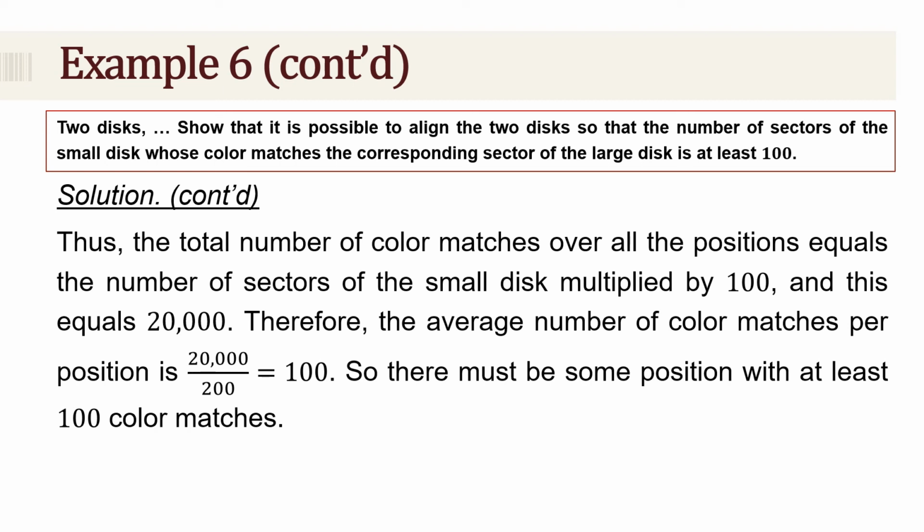Therefore, the average number of color matches per position is 20,000 divided by 200 equals 100. So, there must be some position with at least 100 color matches.